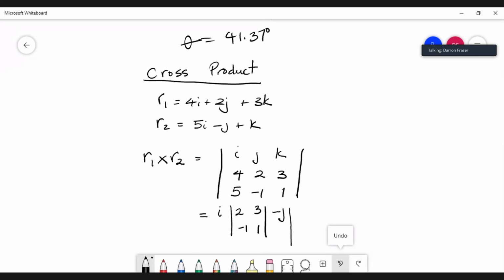So that's 4, 3, 5, 1, and then plus K. And we strike out the row and column for K, and that leaves us with 4, 2, 5, negative 1.